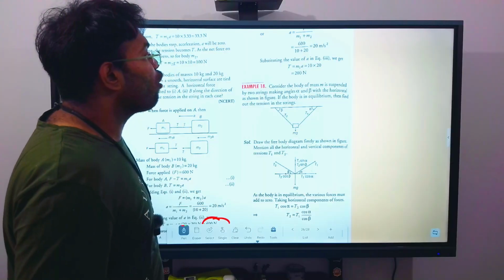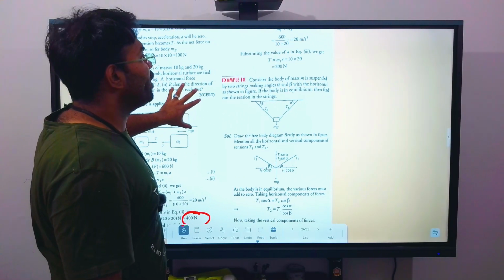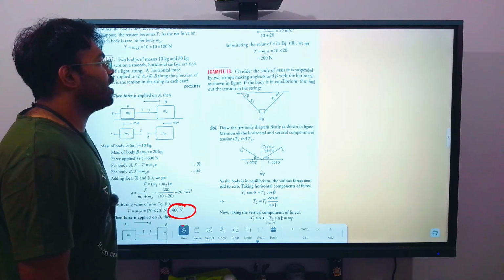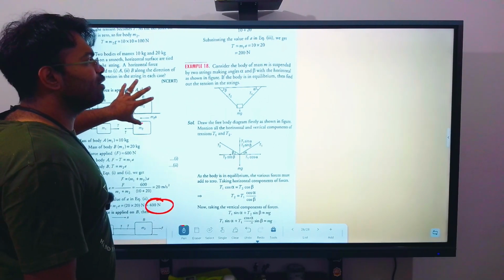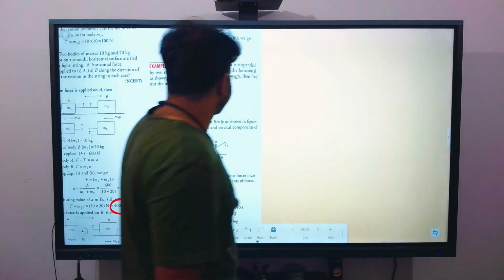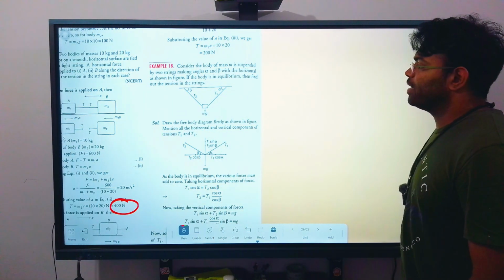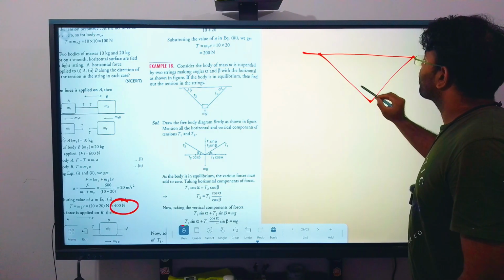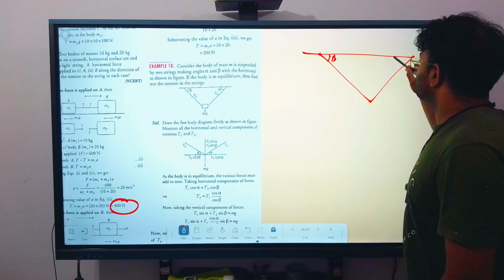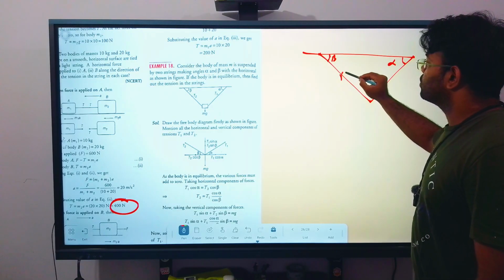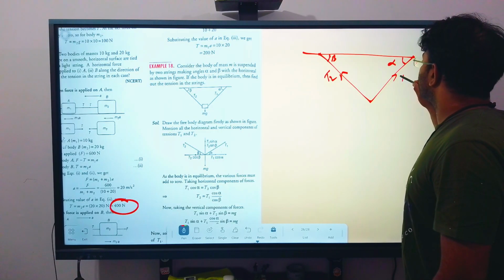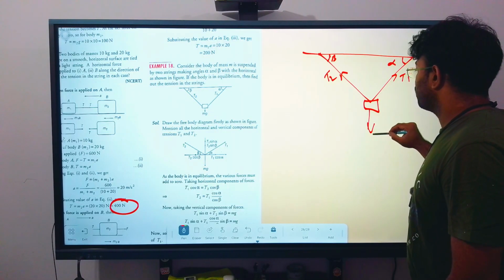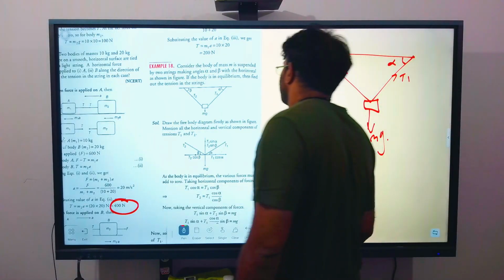Consider the body of mass m suspended by two strings, making an angle of alpha and beta with the horizontal as shown in the figure. If the body is in equilibrium, then find the tension on the string. Okay, I think it should be easy. Let's see. So you have beta, you have alpha. This is T2, this is T1, and this is mg. The downward force is mg.